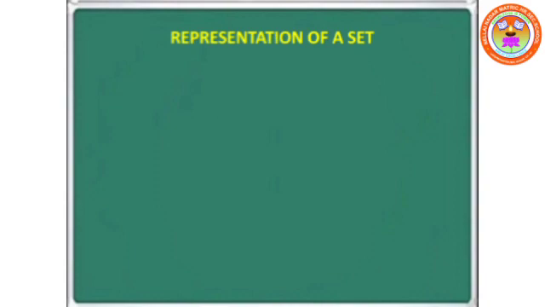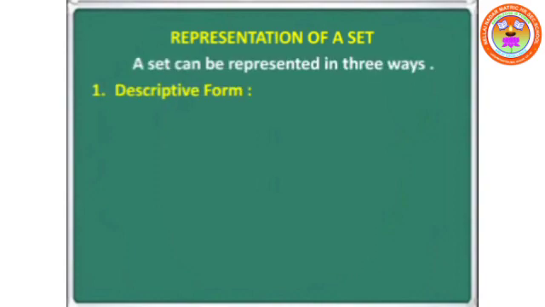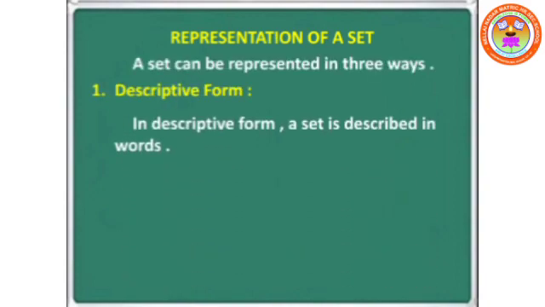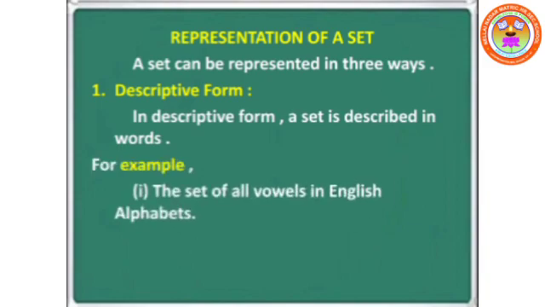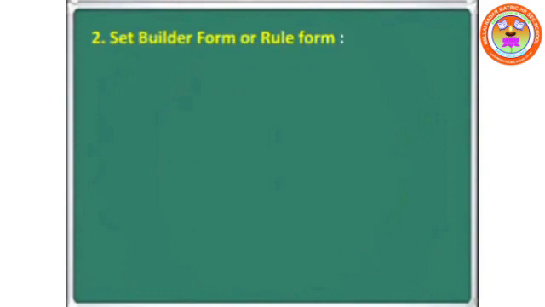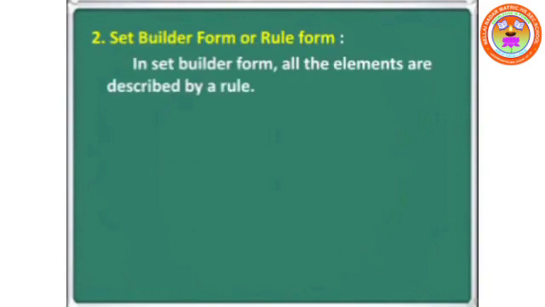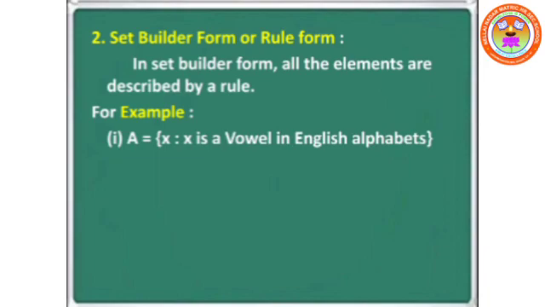Now, there are three representations of a set. One is descriptive form, that is in words. For example, the set of all vowels in the English alphabet. Second one, set builder form or rule form. In that, we have to give a rule. For example, the set of all x such that x is a vowel in the English alphabet. That is the set A.